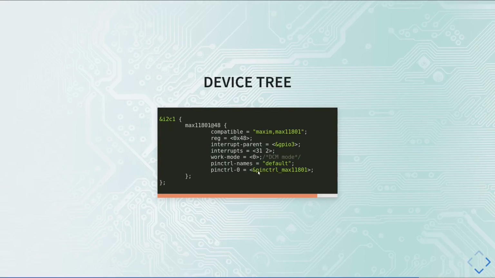So we have a pin control. The pin control is another node where you specify which pinout of the processor will be used to work with those peripherals, and of course the interrupts are also defined inside the node.